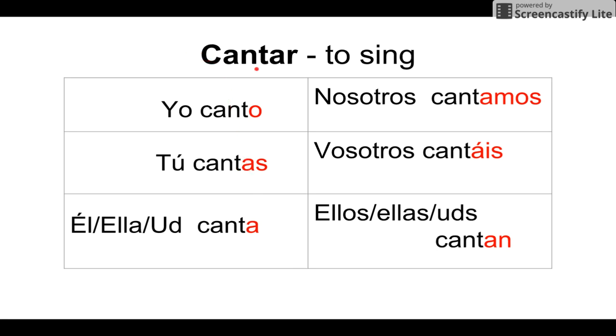Another example for you here, cantar, to sing. I could say yo canto, I sing. Tú cantas, you sing. Él, ella, usted canta, he, she, or you formal sing. Nosotros cantamos, we sing. Vosotros cantáis, y'all sing. Ellos, ellas cantan, they sing, or ustedes cantan.